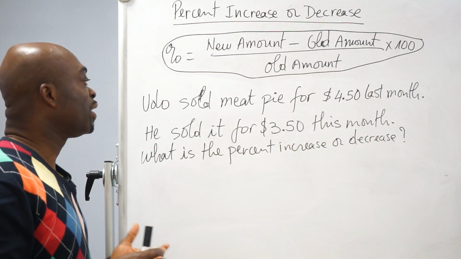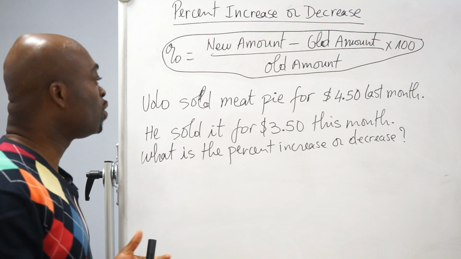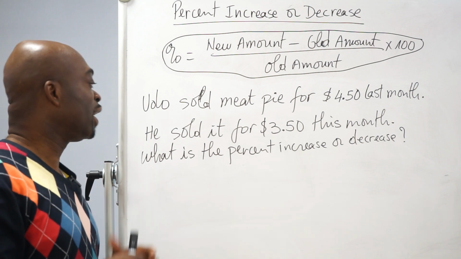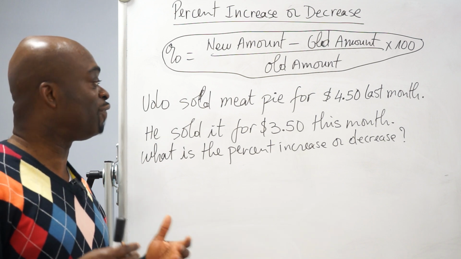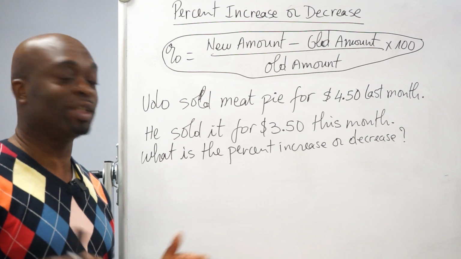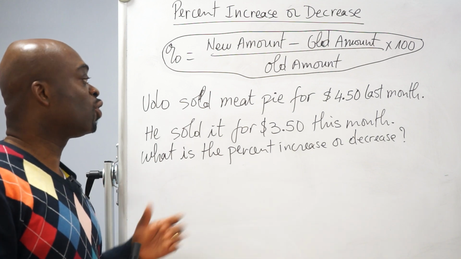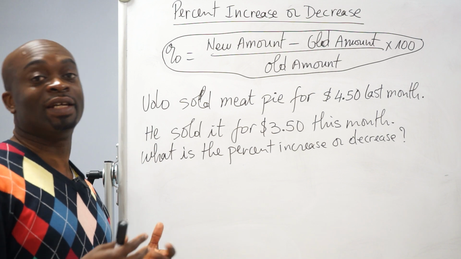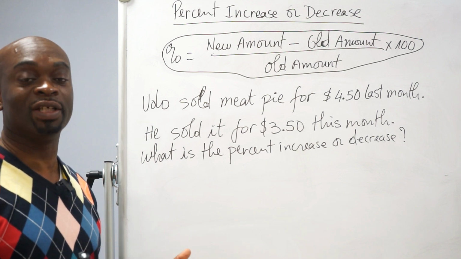And here it is. So Udo sold meat pie for $4.50 last month. He sold it for $3.50 this month. What is the percent increase or decrease? All right? So this is what's happening with Udo. He was selling it last month for $4.50. Now this month he's selling it for $3.50.